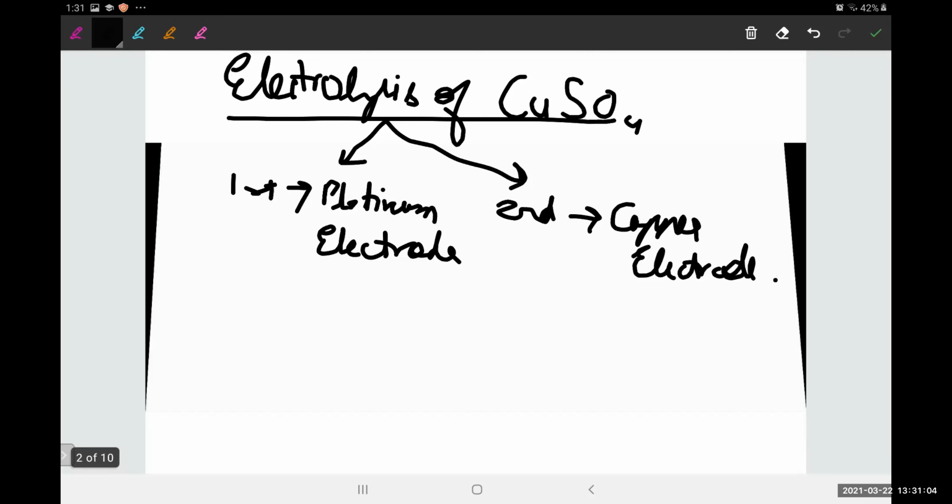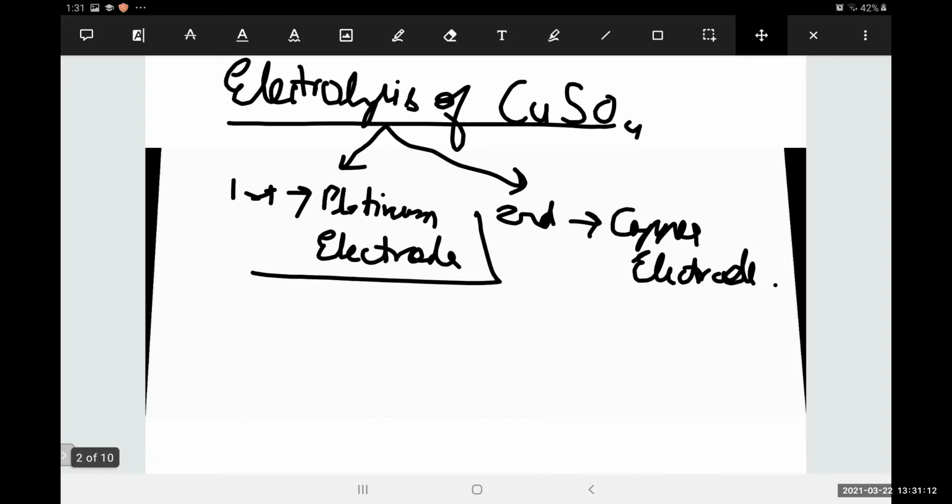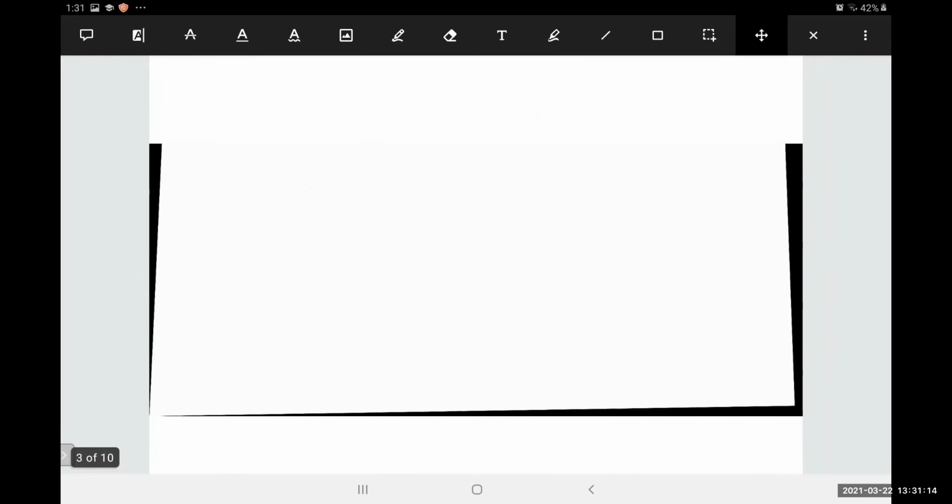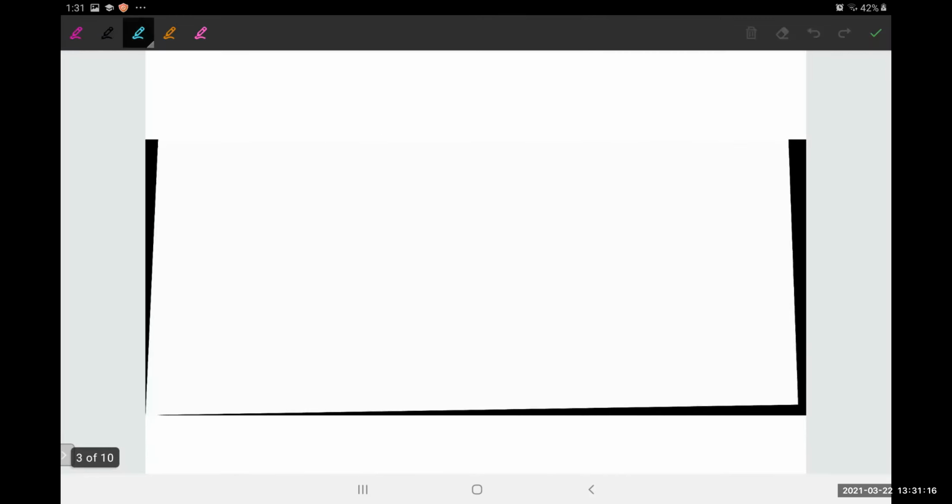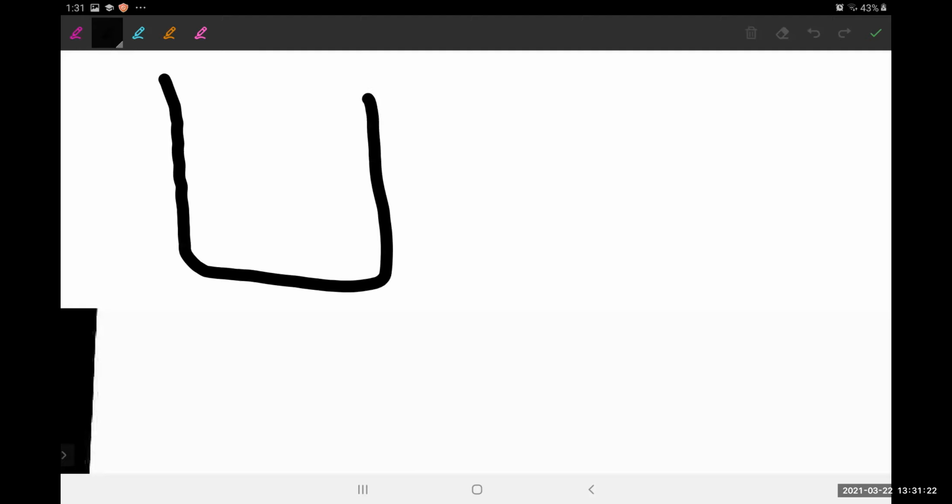So let's start with the first one. Okay, let's start with the first one. So let's make the setup first of all. So for that I have to change the page now. So a new page, a new beginning, let's start. So let's make the setup first of all. Okay, so we'll be taking what? We'll be taking a vessel first of all.